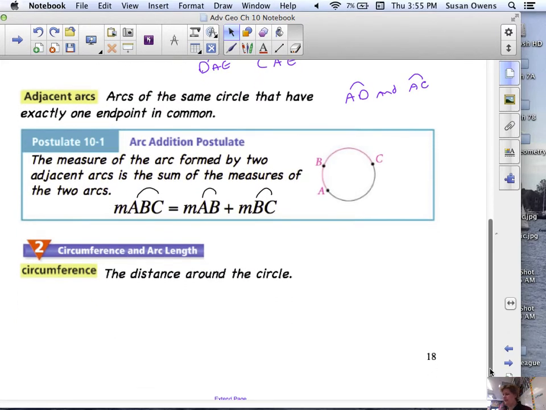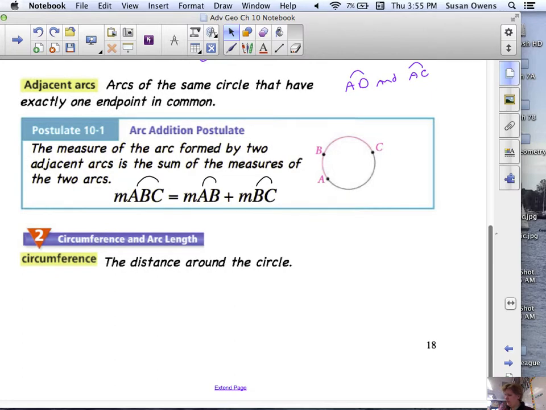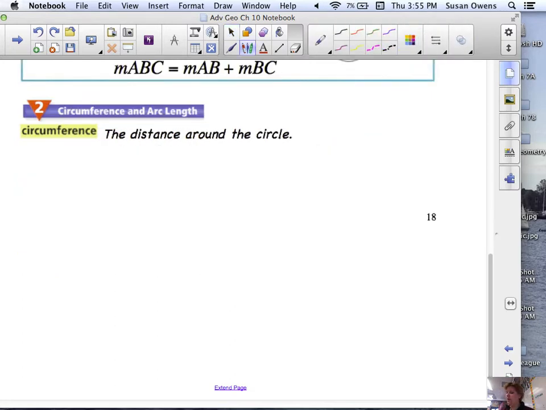And then I also have circumference, which we've seen before, and is the distance around the circle. Before I go on, even though I believe on the next page you're going to see some of these definitions, I want to talk about the difference between arc measure and arc length. Arc measure is the measure of the arc. So it's basically the same as the central angle.